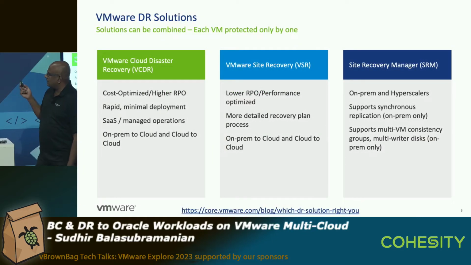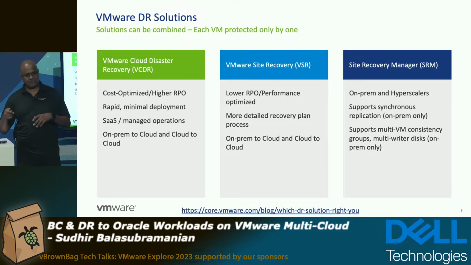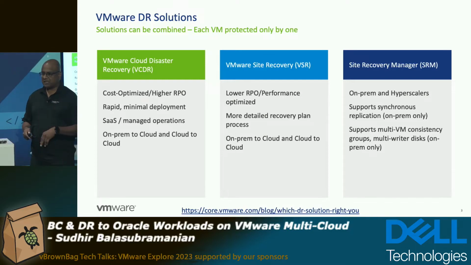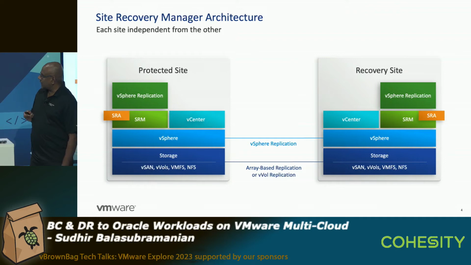But essentially, from a DR perspective, when you look at what products VMware offers for disaster recovery, you have VCDR, which you already know, that's our service to the cloud. You have VSR, which is nothing but SRM with vSphere replication. You as VMware admins have been using SRM and vSphere replication, so I'm not going to waste your time talking about it. This is what SRM does.